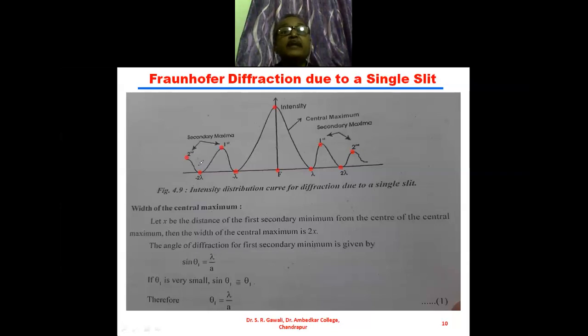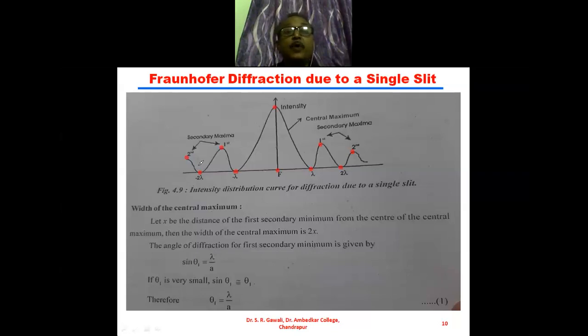So this is about the intensity distribution curve for the diffraction due to a single slit. Sometimes this intensity distribution curve can be asked for 1 mark in the offline examination. This graph is what is asked.